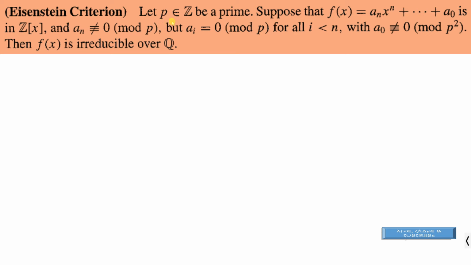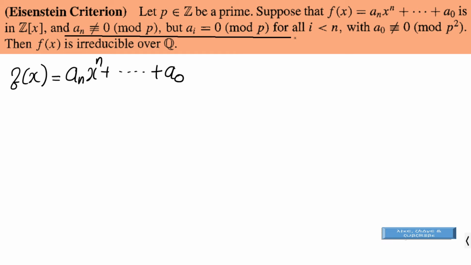Let p be a prime and suppose that f(x) = a_n x^n + ... + a_0 is in Z[x]. That is, a polynomial f(x) = a_n x^n + ... + a_0 has all the coefficients which are integers. Next, a_n must be not congruent to 0 mod p.